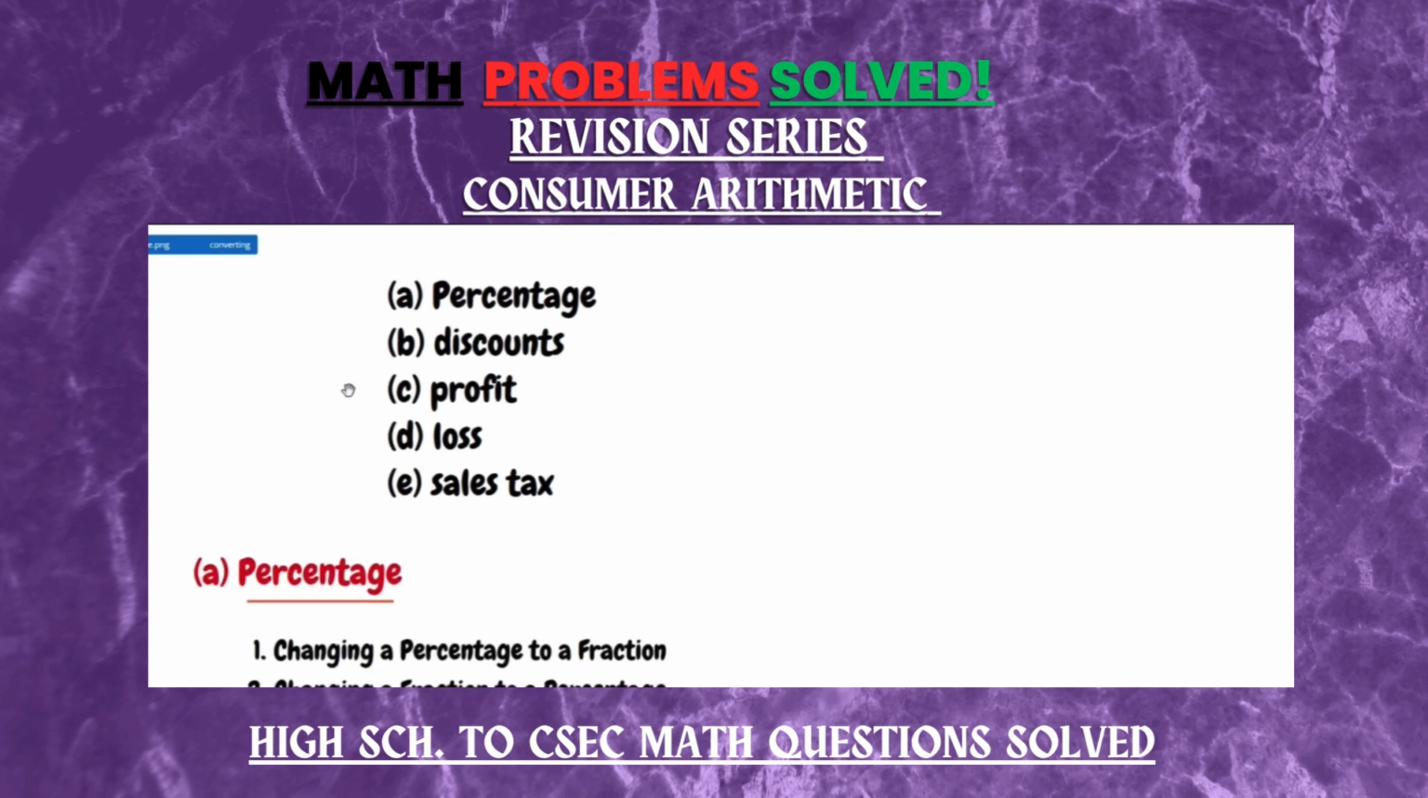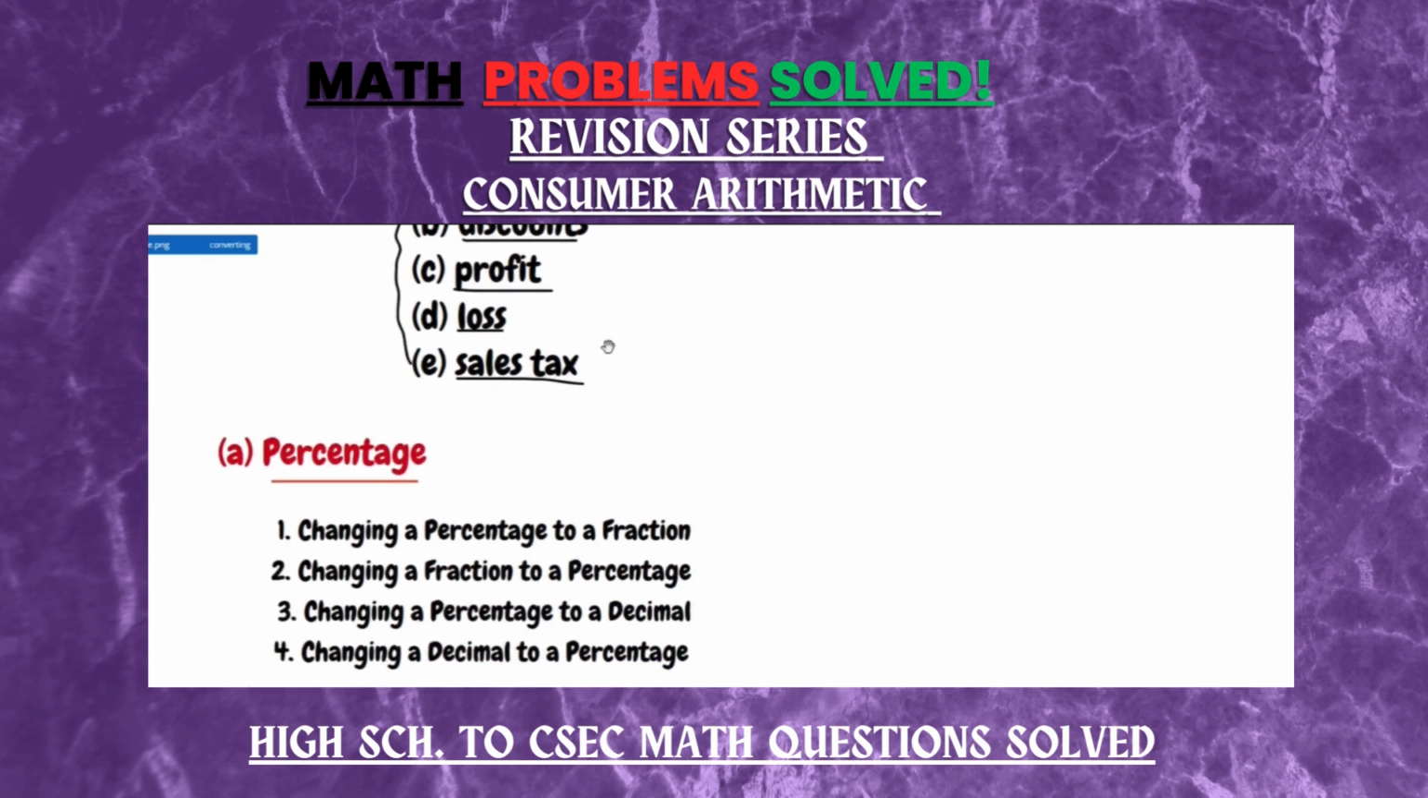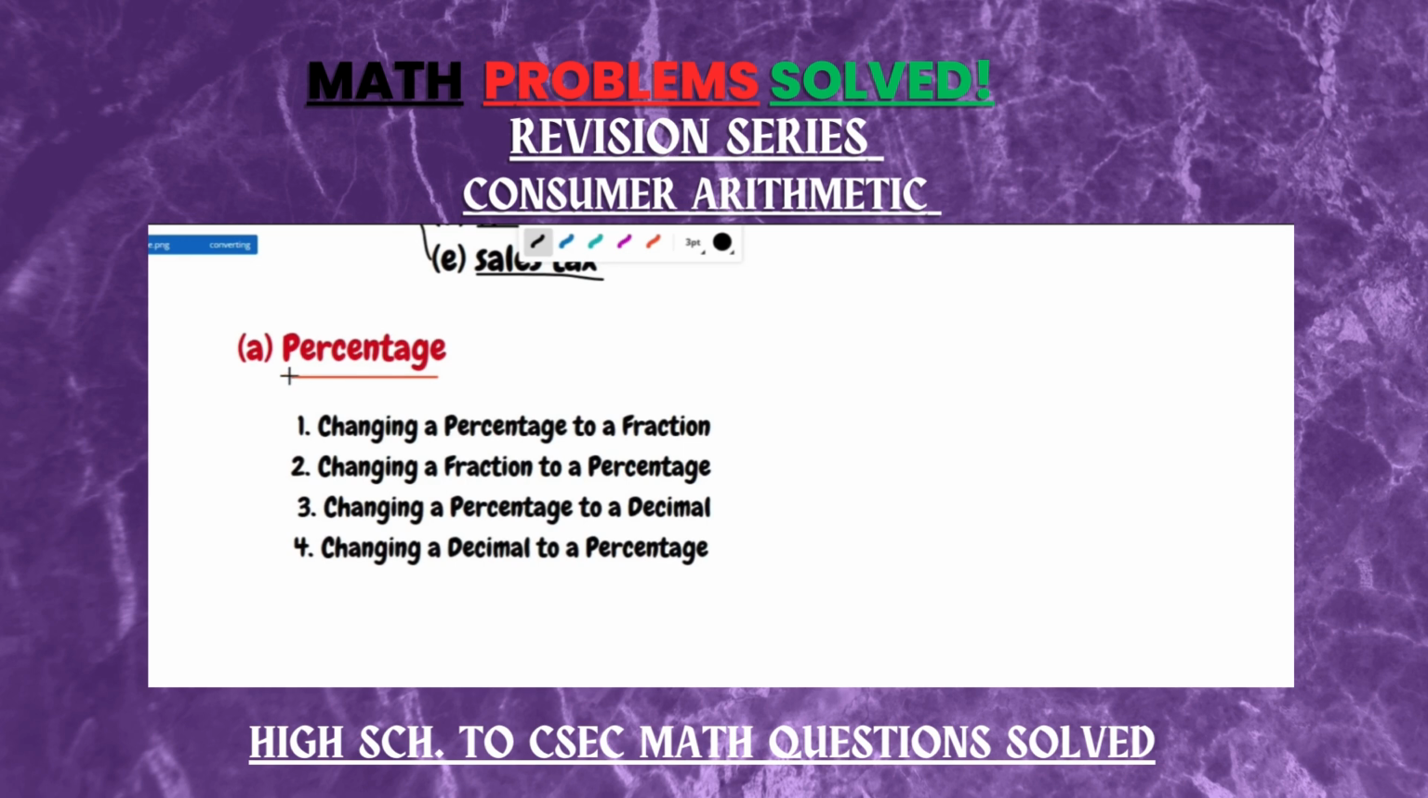Here we should know what we study in this chapter. First of all, we have to study percentages, very basic percentages, then discount, then profit, then loss, and then sales tax. So these are the basics of consumer arithmetic. Although there are many other things we will discuss, these are very basic things we should understand. First of all, we should know about percentages: how to change a percentage into a fraction, a fraction to a percentage, a percentage to a decimal, and a decimal to a percentage. We should know these because they are very basic.